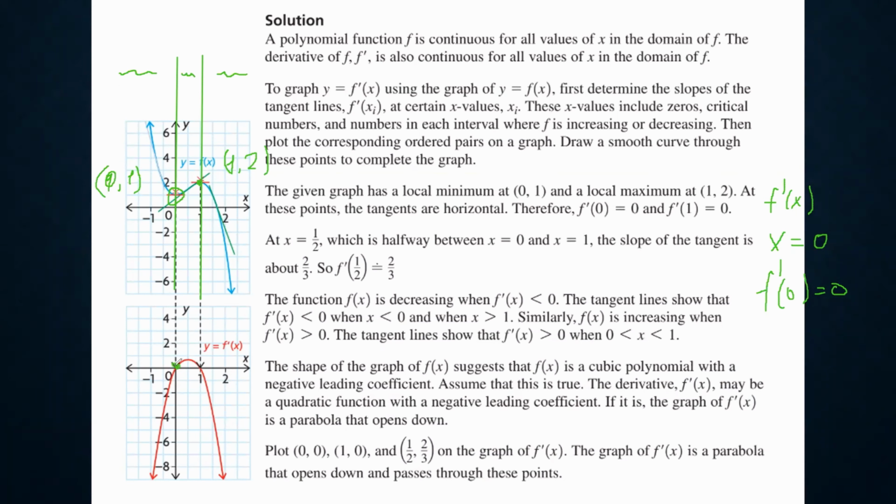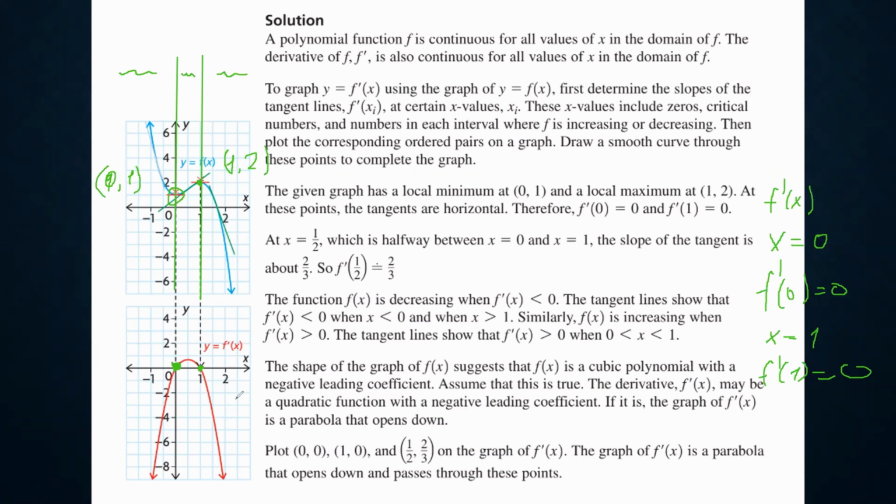Look here. This is exactly what we're going to plot later. Point 0, 0. Make sense? Another point would be when x equals 1, f prime of 1 equals 0 again. And this is the second point, the second x-intercept for our derivative graph. Am I right? Yeah.